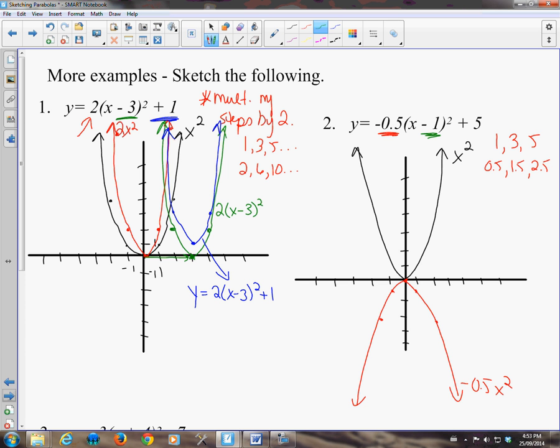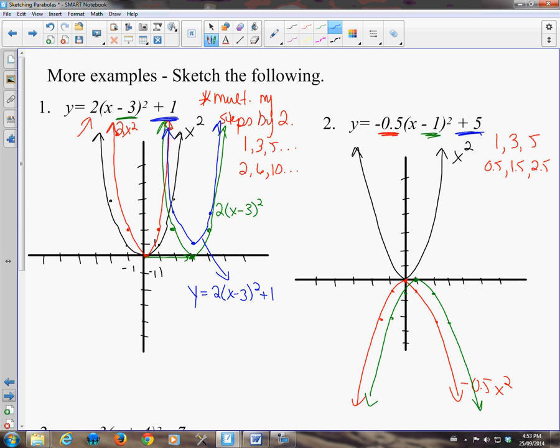Next number, -1, inside the bracket. So it moves it left to right, opposite what you think. So we shift the whole thing to the right. So my vertex is now at 1 and 0. And all my steps can move over 1 to the right. And there is my shift to the right.